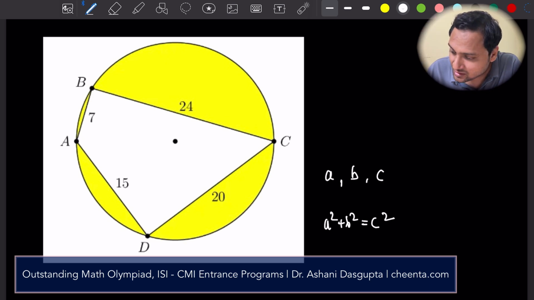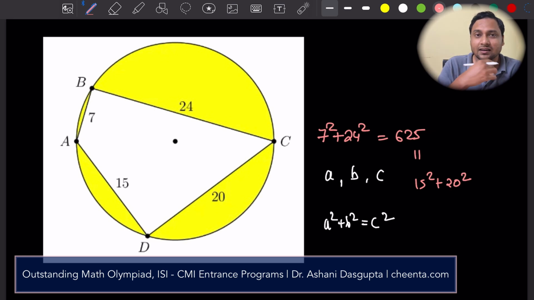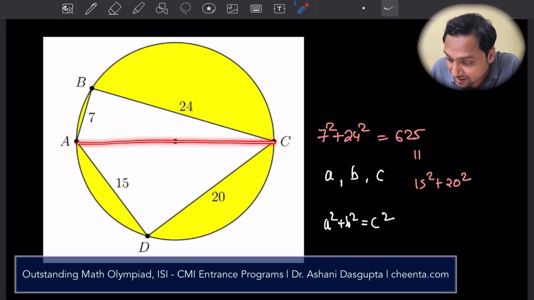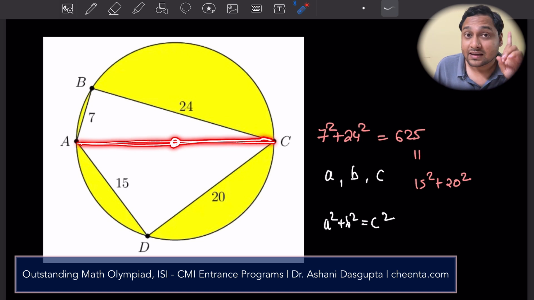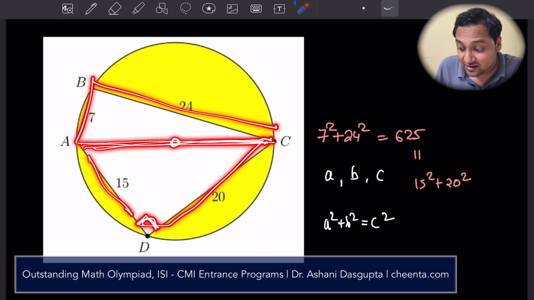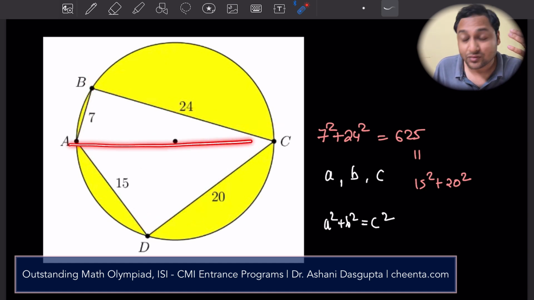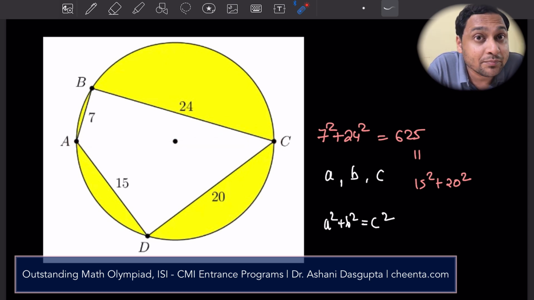So here you see, we immediately recognize that 7 square plus 24 square, which is 625, is also equal to 15 square plus 20 square. So it turns out that if I draw this line and if it passes through the center, remember AC need not pass through the center, but if it does, then this angle becomes 90 degrees, this becomes a right angle triangle and this becomes a right angle triangle, and AC becomes 25. That's the ideal scenario. We don't know whether AC will pass through the center. That is something that we have to rigorously prove.